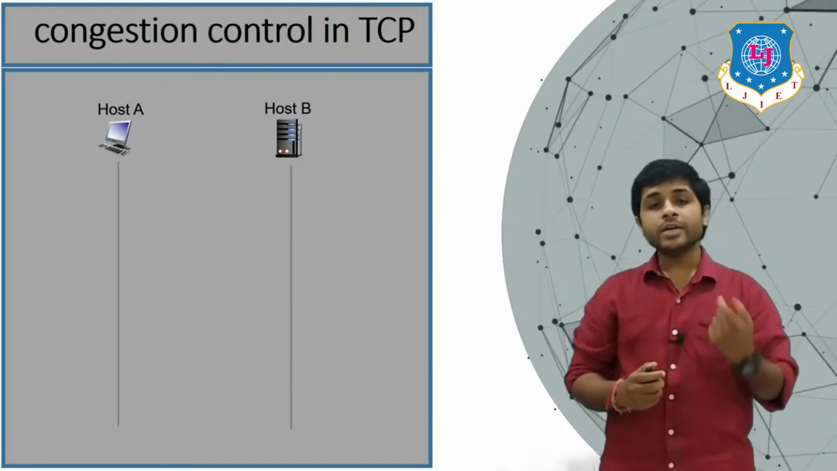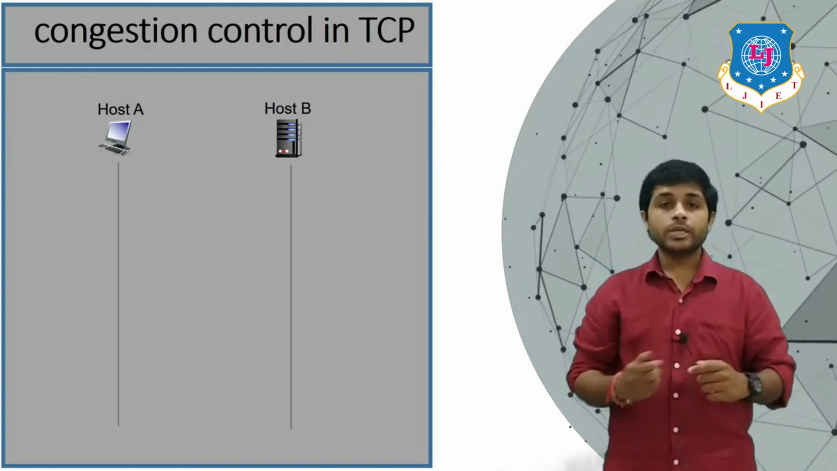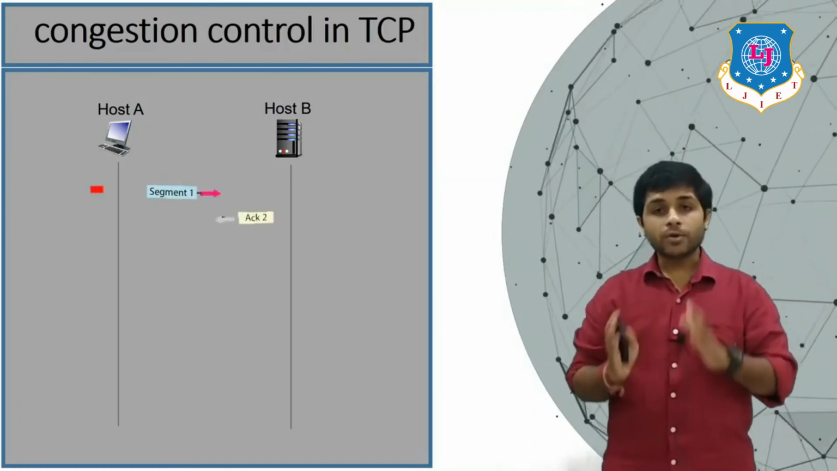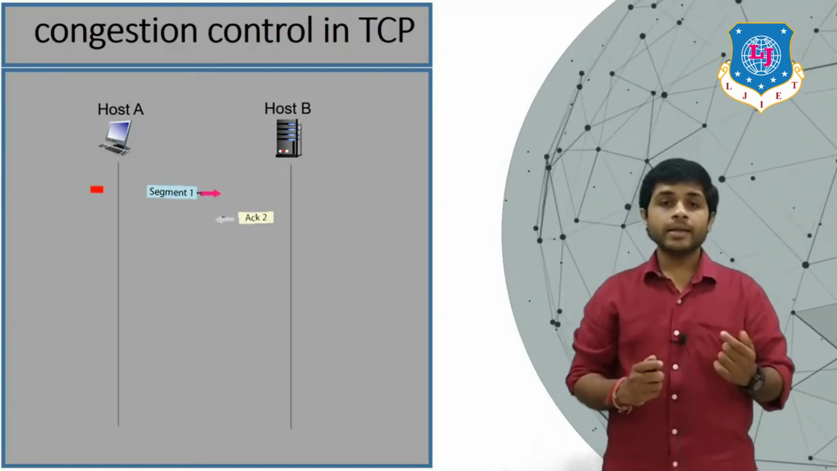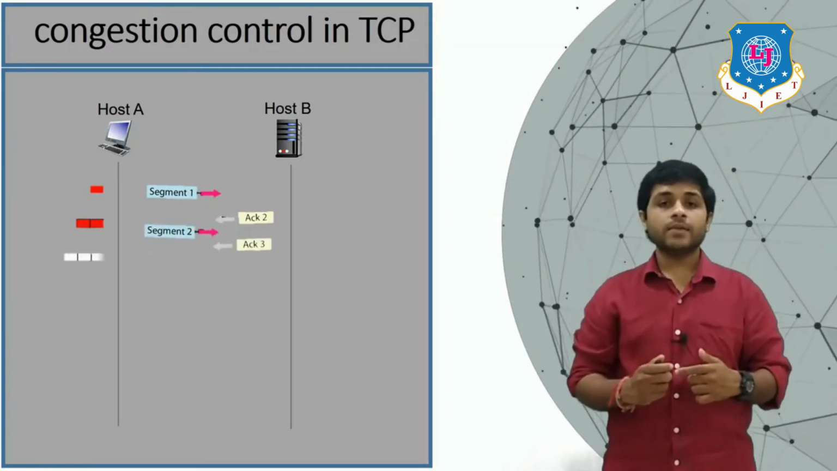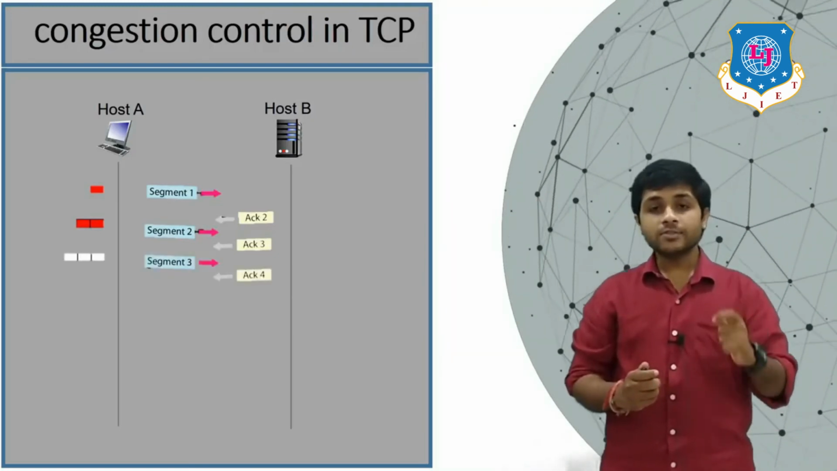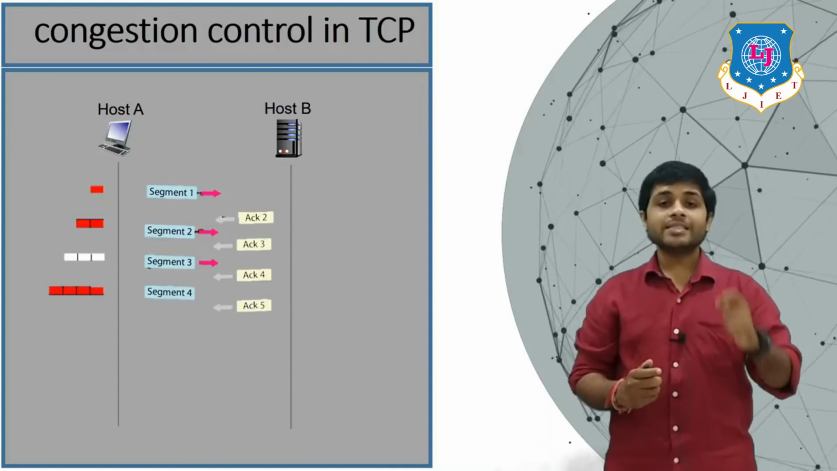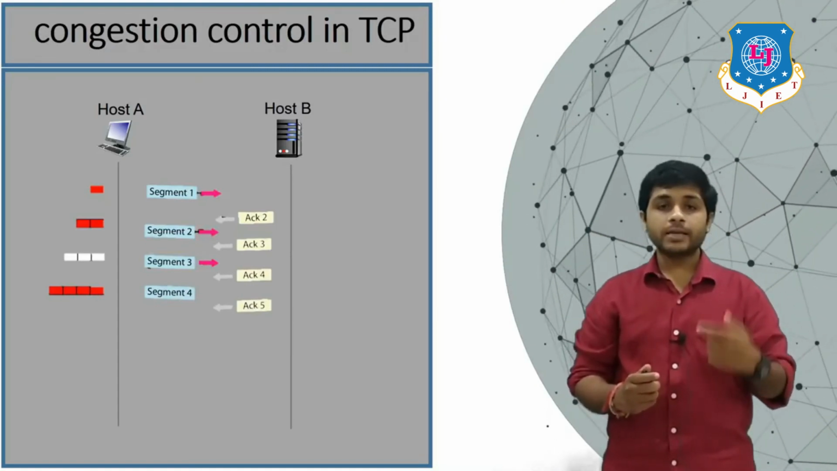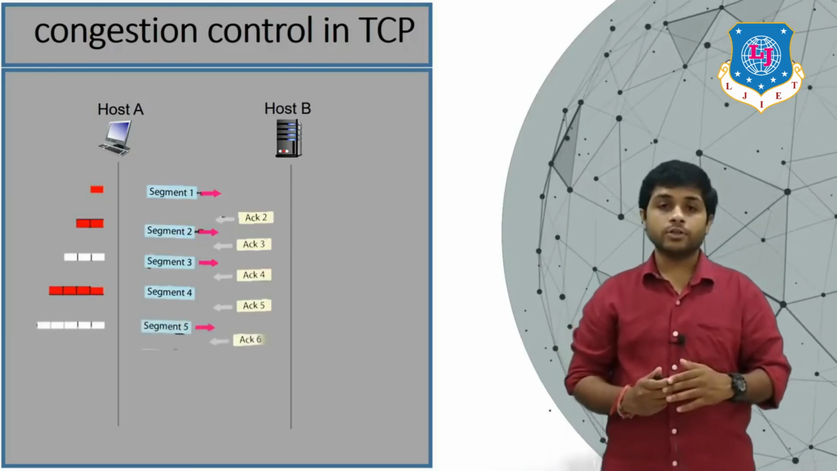So in the additive increase, the sender will send one packet at a time. It will send one packet and wait for acknowledgement. If acknowledgement is received, it will send one more packet and wait for acknowledgement. Then it will send more packets and wait for acknowledgement, and this phase is known as additive increase. So it will send one packet, then two packets, then three. It will send packets gradually and wait for the acknowledgement.